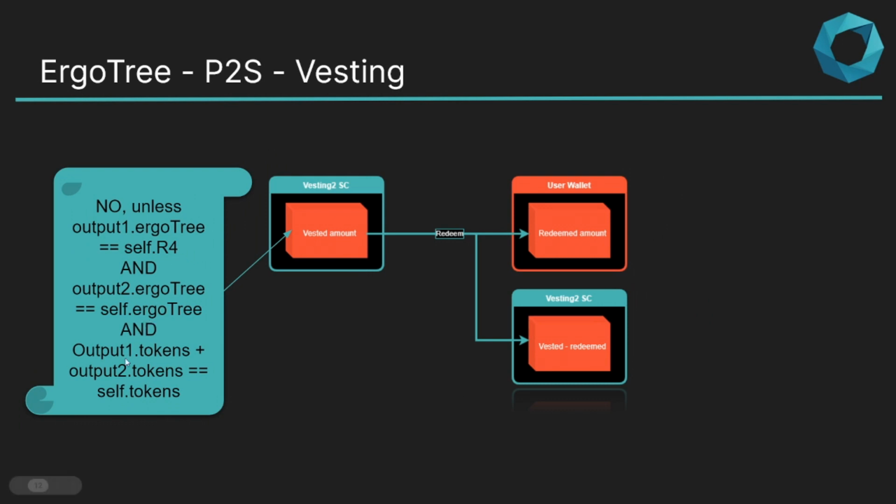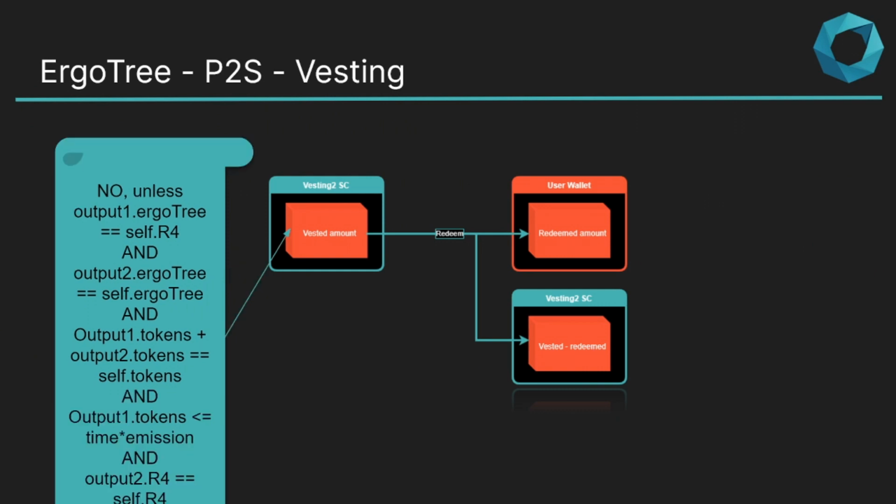because the register is not being checked. So this new box, even though it might have the same ErgoTree, might not have the same value in the register. So it could be that even though this box ensures that it is spent to the correct user's wallet, this box might have been tampered with and it might be pointing at a different user's wallet. And on top of that, we are also not checking that the user actually gets the correct amount. It could be that the user is getting more or less than the vesting schedule allows. So we need to add some more conditions.